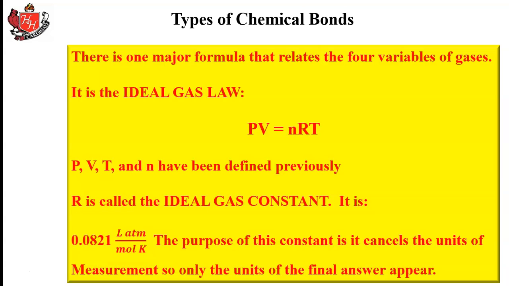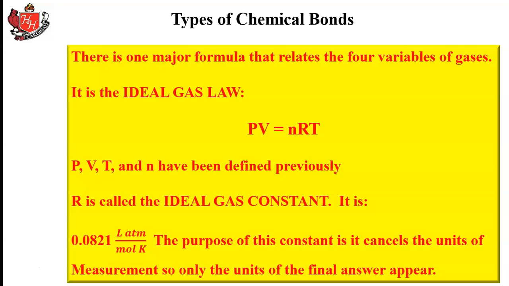R is called the ideal gas constant, and it is 0.0821 liter atmospheres over moles Kelvin. So the L is for liters, that's a unit of volume. ATM is atmospheres, that's a unit of pressure. MOL is for moles, that's what the n in the equation stands for. It's number of particles or number of moles. And K is the temperature in Kelvin.